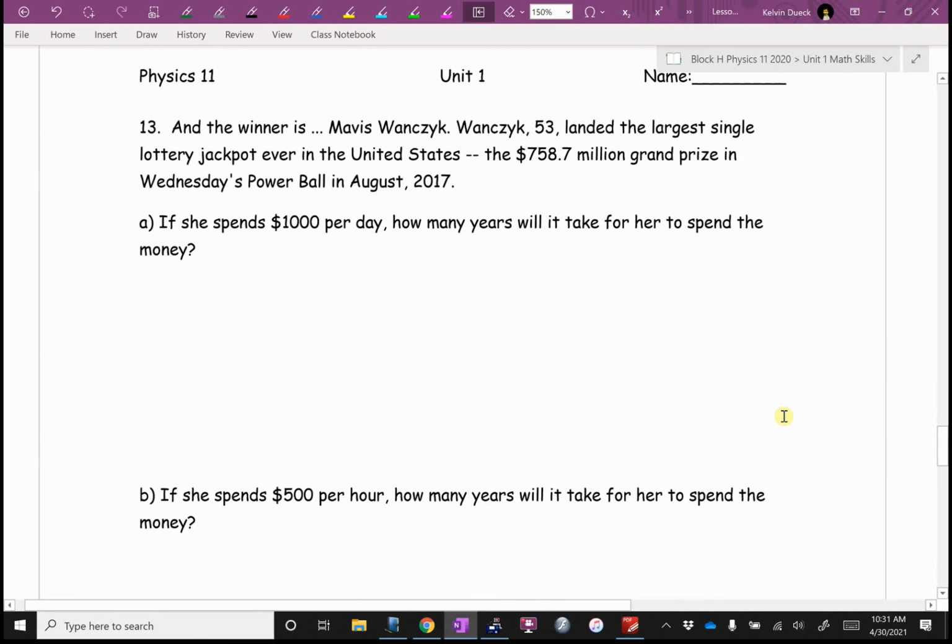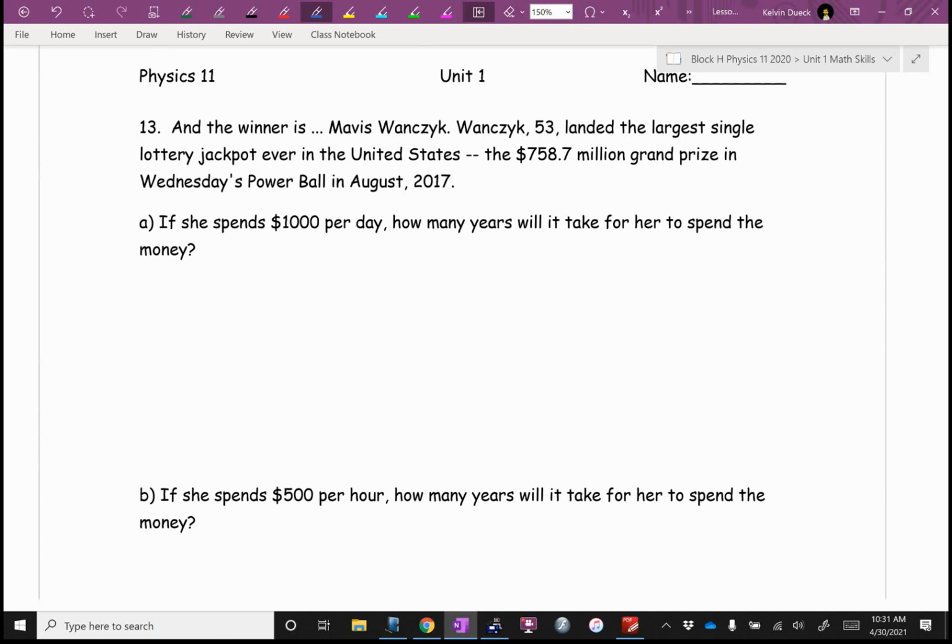The odds of winning the lottery are so low. In 2017, Mavis Wanchik won the largest prize in U.S. history. She won $758.7 million. How do you even spend that much money? Let's have fun spending that much money. That's a great question. It says this: suppose she spends $1,000 a day. How many years will it take for her to spend the money? Come on, you've wondered these questions with these big prizes.